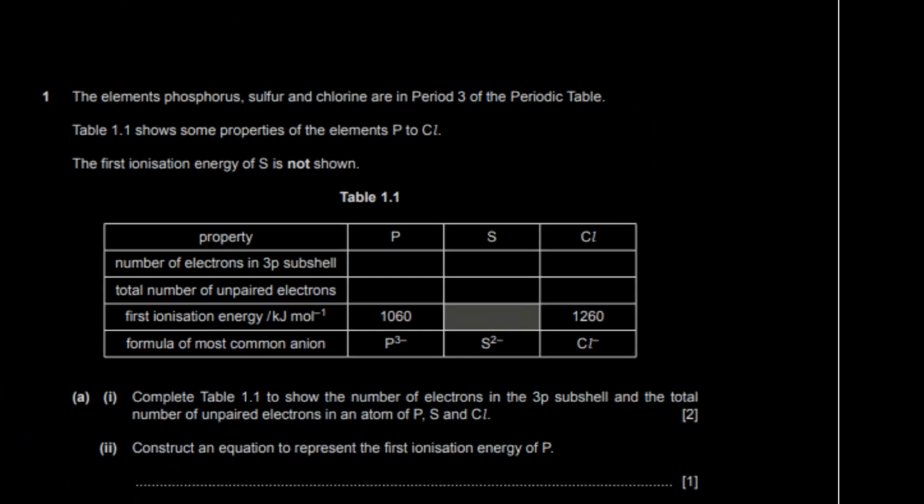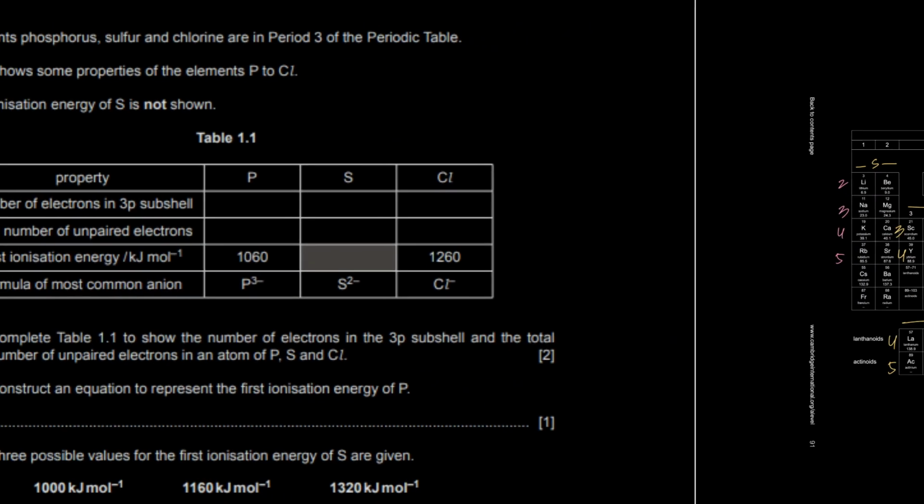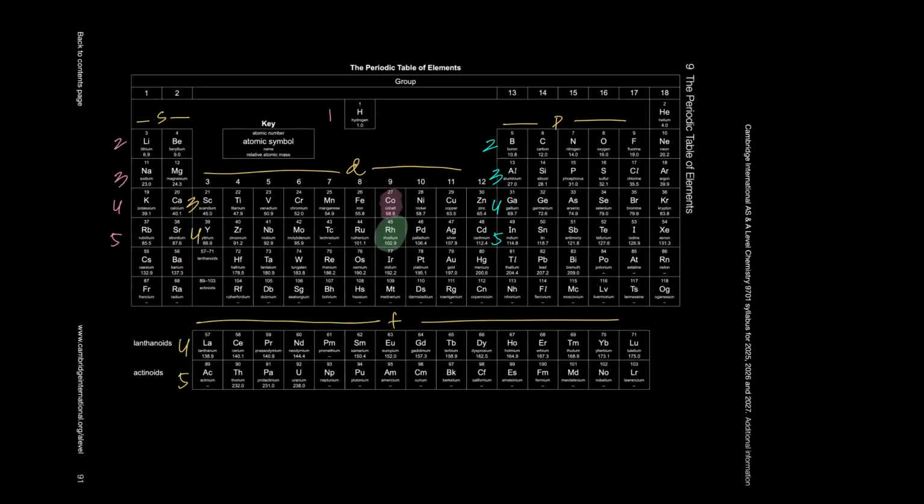So it's saying the first ionization energy of sulfur is not shown. Now remember the exception. This is period 3. I know that the ionization energy increases across the period. Why? Because there's an increase in nuclear charge, the shielding remains almost constant, and therefore the effective nuclear charge increases and the net attraction increases, so the outermost electron experiences a stronger pull, and therefore it requires a higher ionization energy.